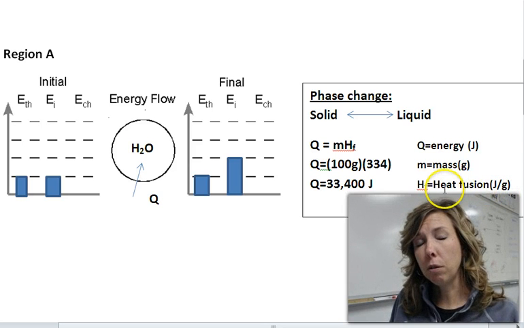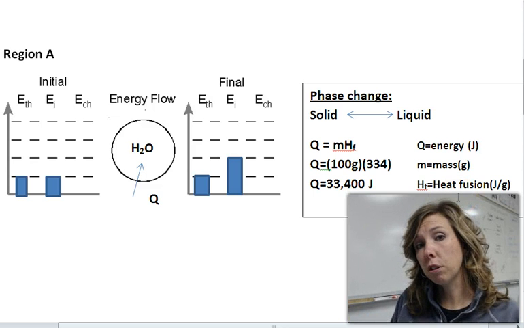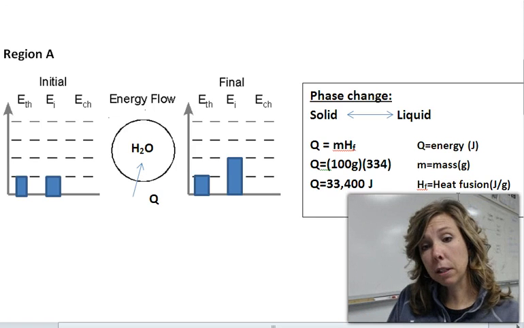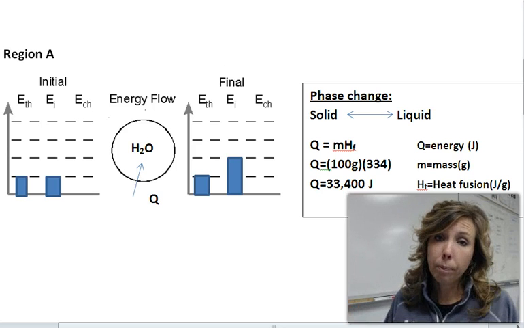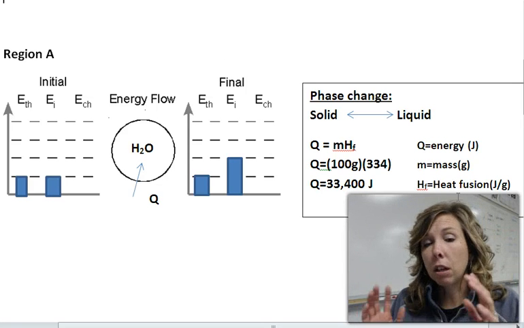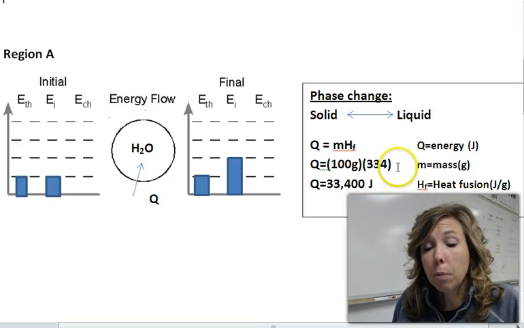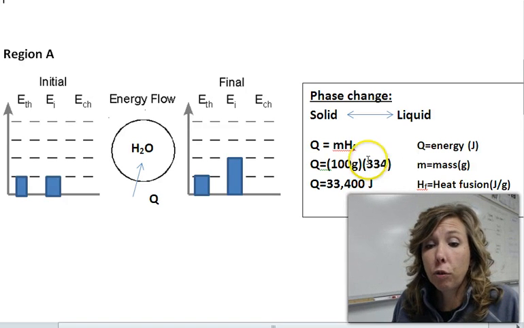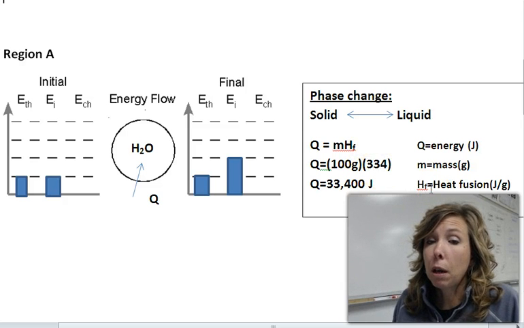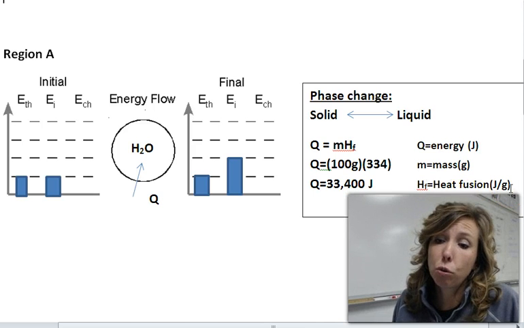This is a value that is unique to every substance, and it tells us how many joules for every gram present it takes to change it either from a solid to a liquid or liquid to solid. Again, it's unique for every substance, and it's a reference number that you can look up. For water, that happens to be 334, so I have that number right here. Again, that's for water. So what that means is for every gram of ice, it takes 334 joules to melt it.